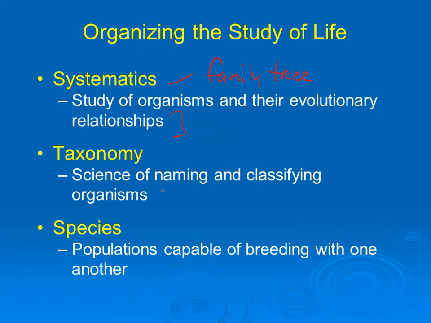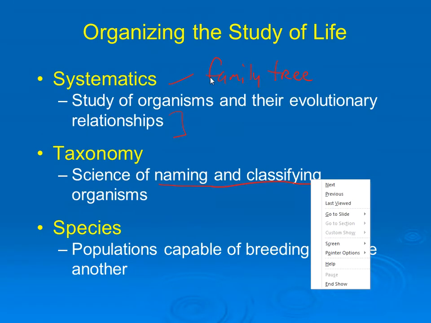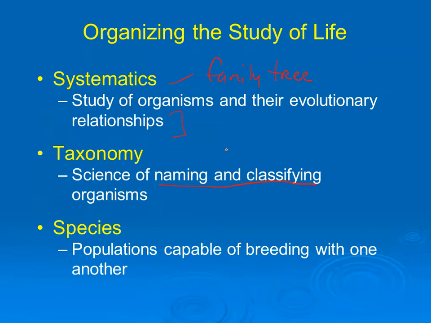Taxonomy is all about naming and then categorizing. It's part of systematics, and so many scientists that are systematic scientists are part of taxonomy because they're interested in naming, whether it's a new species or correcting a name for a species that may have been categorized into the wrong category.